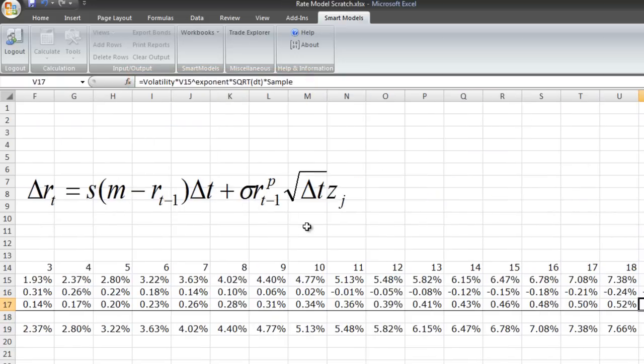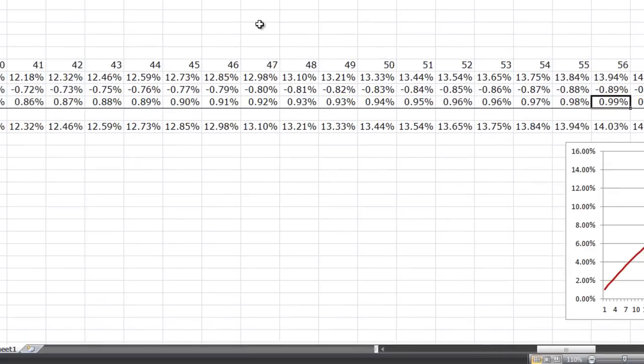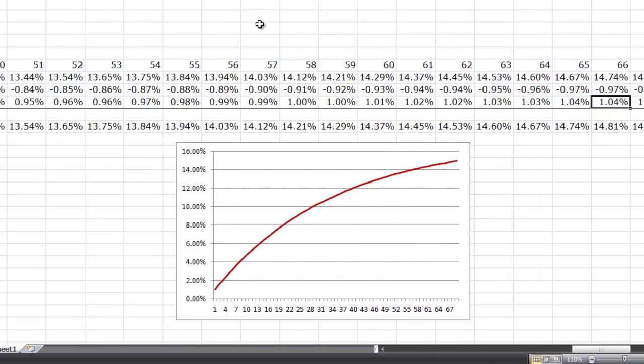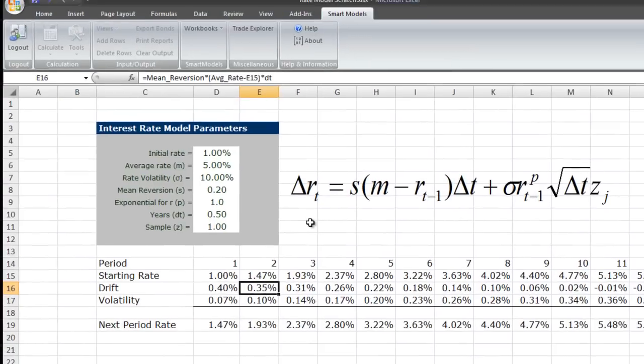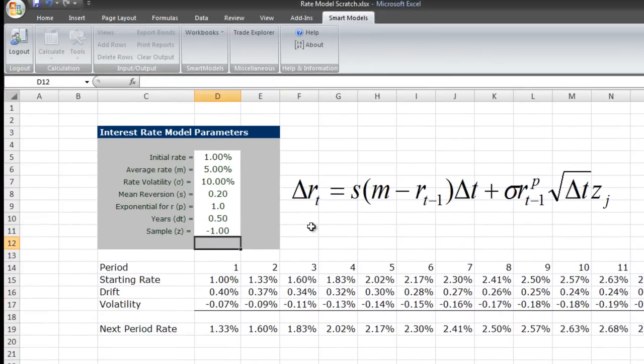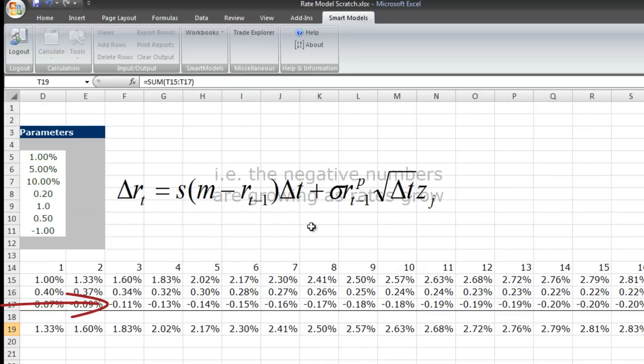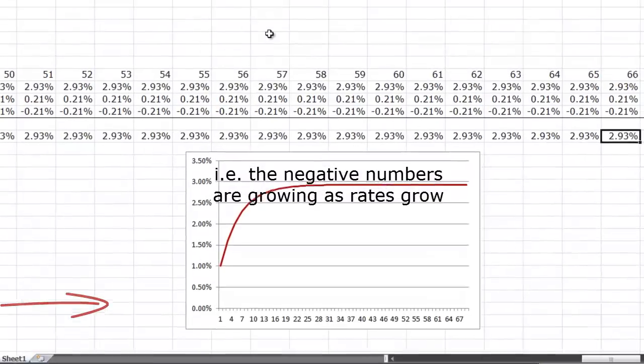And as we follow that all the way along, we see that our volatility is increasing and moving us to rates ultimately in this particular simulation, this single simulation, of nearly 15%. This would be a high inflation scenario. If we go back and change our sample to -1 all the way across, our volatility is -7 basis points, and we've got a 133 for the next period rate. And again, our volatility is increasing in absolute terms up until it directly offsets the drift.